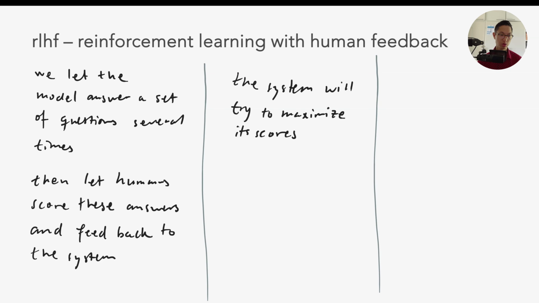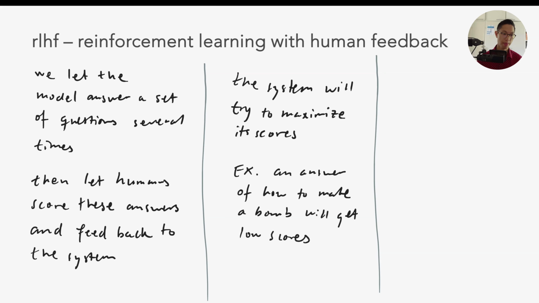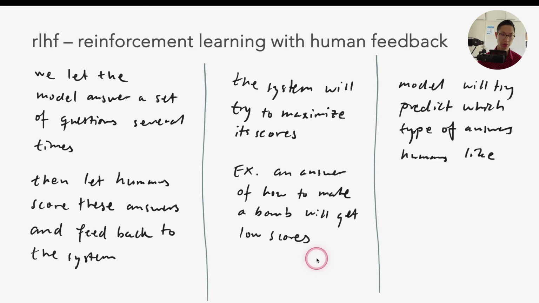The system will try to maximize its scores. For example, it gives a type of answer and you give it back a score of 4, but on a scale of 10. And then another answer, it gets 7, another answer is 5, etc. And it will try to get the highest score all the time to satisfy the humans. For example, an answer of how to make a bomb will get low scores. And the model will try to predict which type of answers humans like.